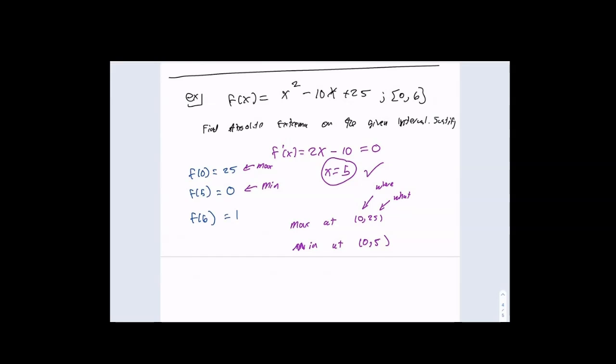Now, something that I didn't note is that you could have two of these values that end up matching. For example, if this also gave me 0, which would be weird, or let's say this also gave me 25, the absolute maximum would still be 25, but it would happen at 2 different x values. That's the process. You'll get some straightforward problems in your Delta Math. You take the derivative, set it equal to 0, plug that value back into the function along with the endpoints. Your biggest value is your maximum. Your smallest value is your minimum.